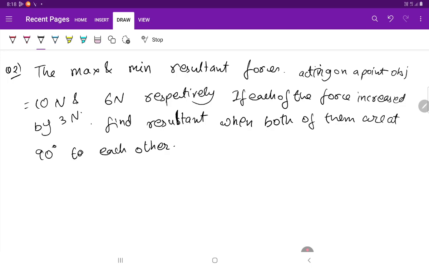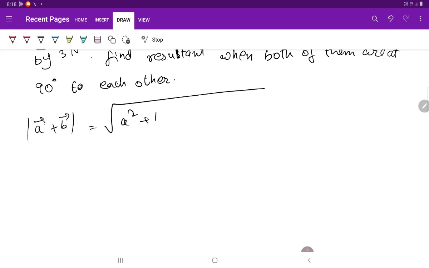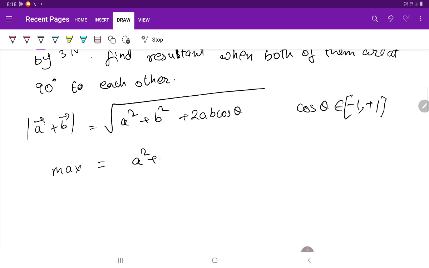Now this concept is about maximum and minimum force acting at a point. We can do this by thinking a little bit visually, or just mathematically. If you remember, the resultant of vectors A and B is given as under root A square plus B square plus 2AB cos theta. Now you know that cos theta varies from -1 to +1, so the maximum would be when cos theta is +1. So you will get under root A square plus B square plus 2AB. Observe that this is (A plus B) whole square, so you can write mod A plus B.